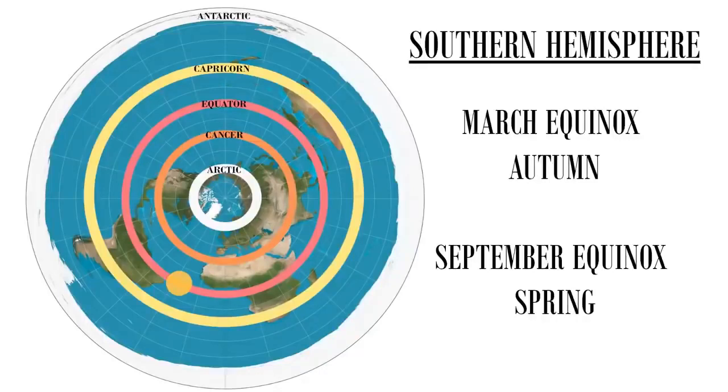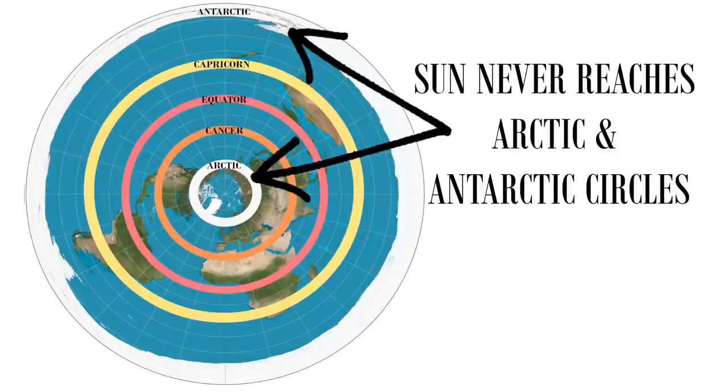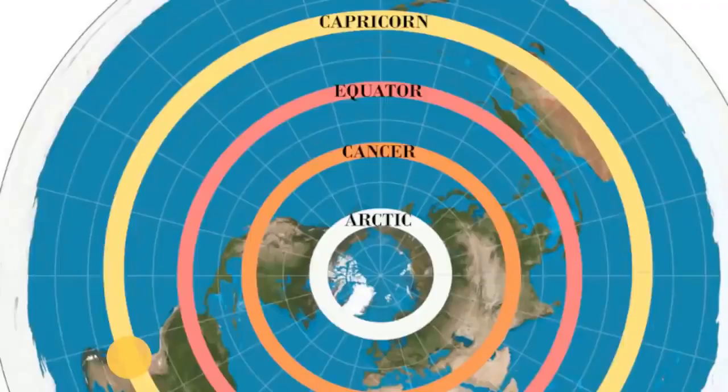It is important to note that the sun never reaches the Arctic Circle, nor does it reach the Antarctic Circle. It never reaches the poles. It journeys to the tropic circles, and then turns back.